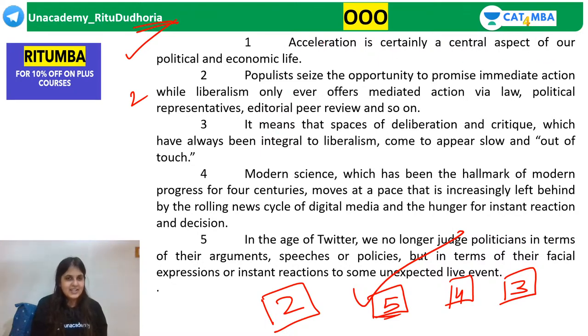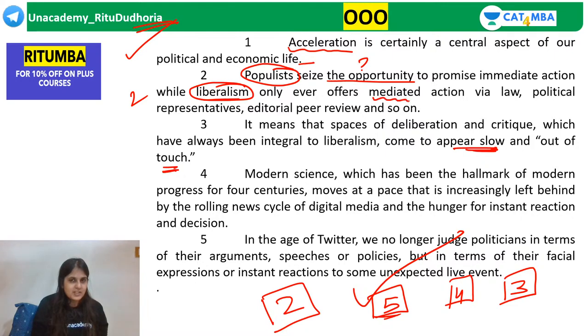Acceleration is certainly a central aspect of political and economic life. Okay. So this could be your opening sentence. Could be. So acceleration. Populists seize the opportunity to promise immediate action. The opportunity. Which opportunity? To promise immediate action, while liberalism only ever offers mediated action via law, political representatives, editorial peer review, and so on. So this is comparing the populist view and the liberalist aspect. Okay. It means that spaces of deliberation and critique, which have always been integral to liberalism, come to appear slow and out of touch. This is slow and out of touch.